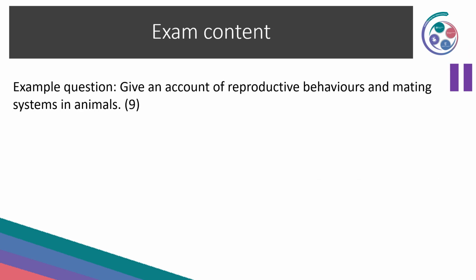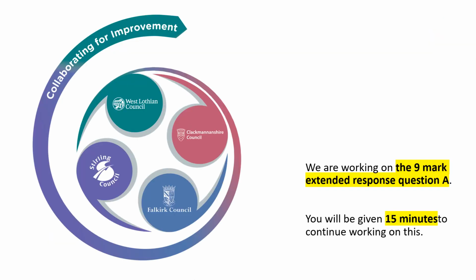So an example question for you again for the 9-mark question, using the information that we've just looked at in the previous slides. Give an account of reproductive behaviours and mating systems in animals. Pause the video, 9 marks. So we're working on the 9-mark extended response question A from the previous slide, and you'll be given 15 minutes to work on this slide.